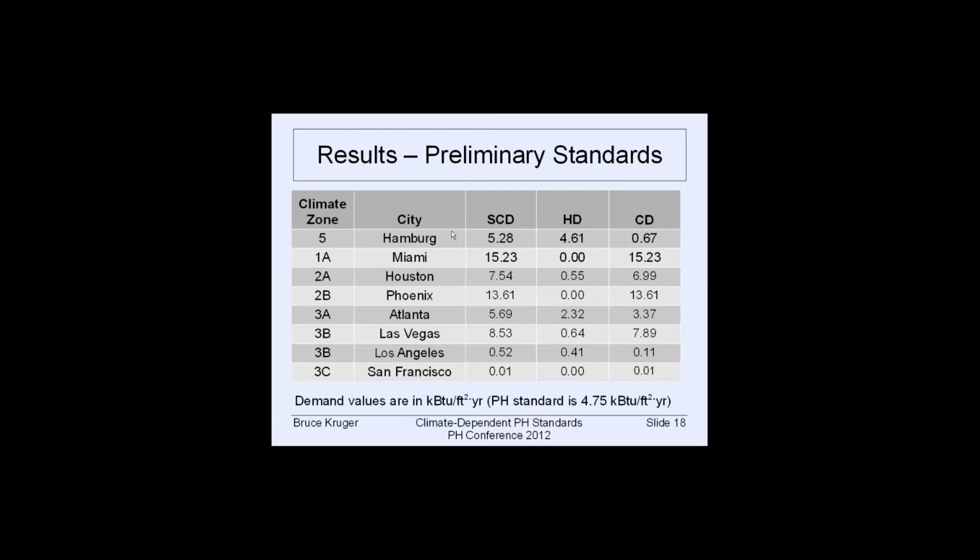The other thing that we can see right away is that this method implies that the standards will vary quite a bit, climate zone to climate zone. You can see San Francisco, the bottom, the method is basically saying you don't need heating or cooling in San Francisco, which may be appropriate.